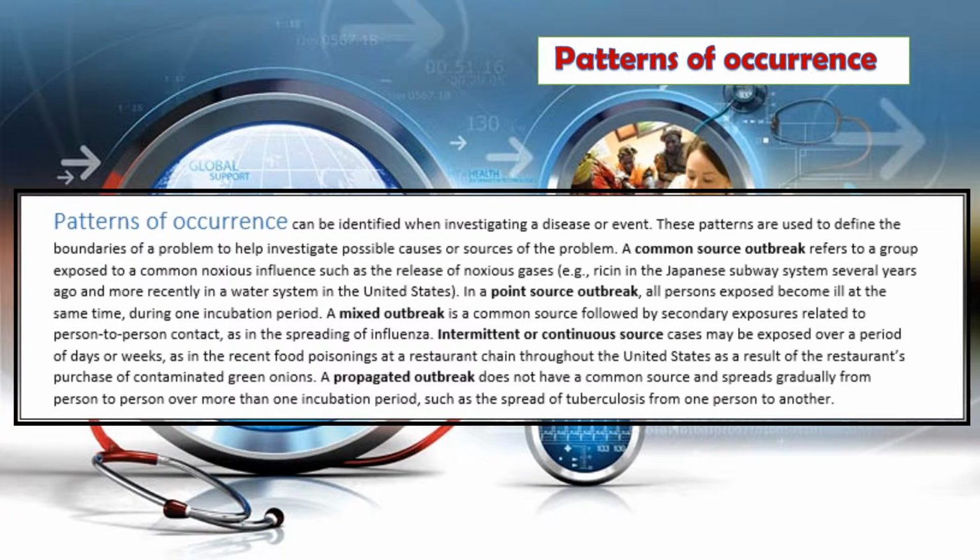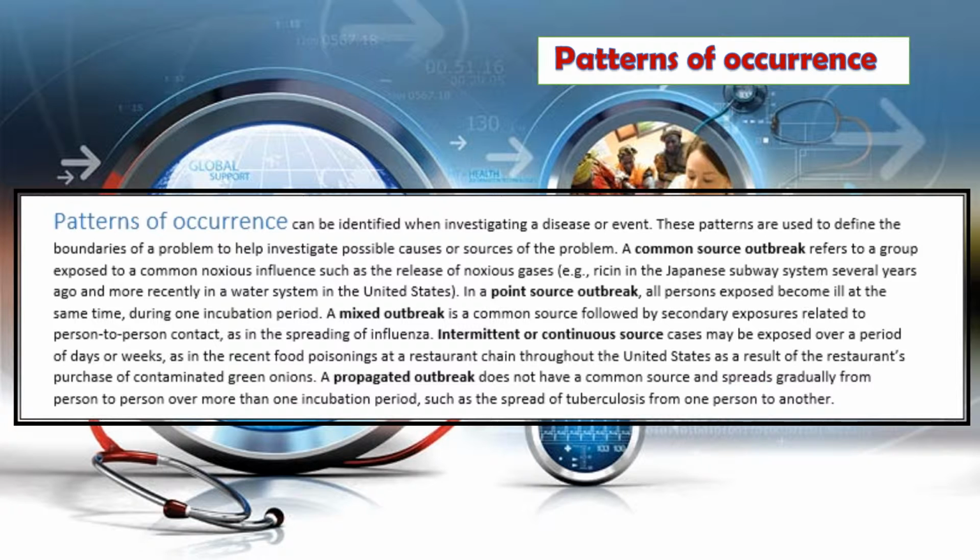Let's talk about patterns of occurrence. Patterns of occurrence are important. They can be identified when investigating a disease or event. The patterns are used to define the boundaries of a problem to help investigate possible causes or sources of the problem. An example, a common source outbreak.